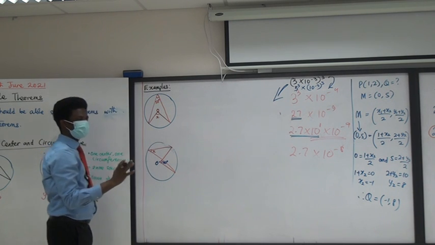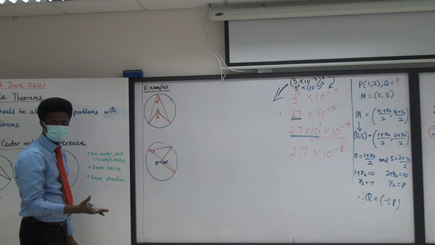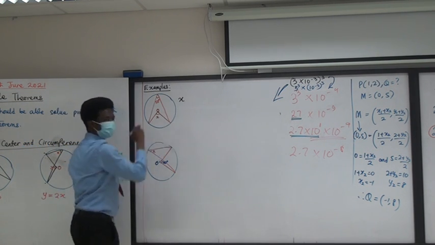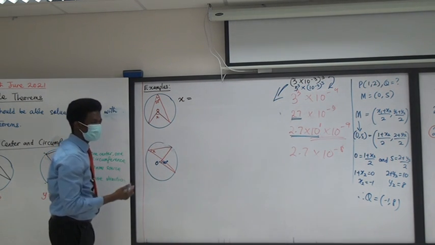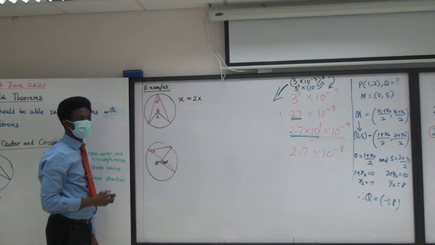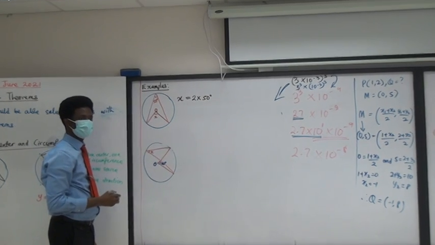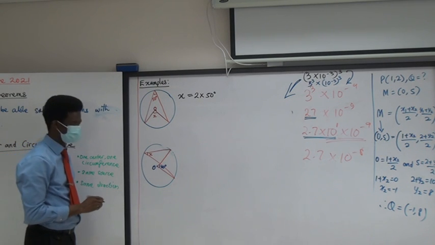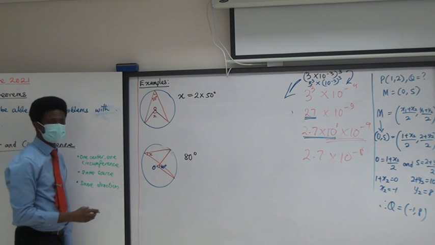Please, again, the statement is angle at the center is twice angle on the circumference, right? Which angle is at the center? That's the first one we write. Is means equals to. Okay? Twice the one on the circumference. Twice means two times. What is the one on the circumference? 50. So that's the first thing you should write. Again here, angle at the center, which one is at the center? 80. That's 80. It's twice on the circumference.